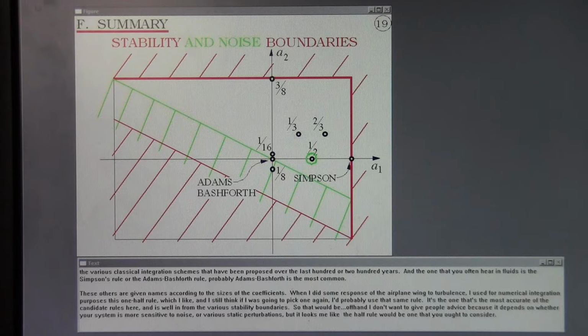I don't want to give people advice because it depends on whether your system's more sensitive to noise or to various perturbations that are static perturbations. But it looks to me like the 1/2 rule would be one that you ought to consider.